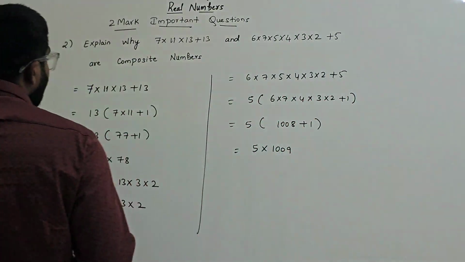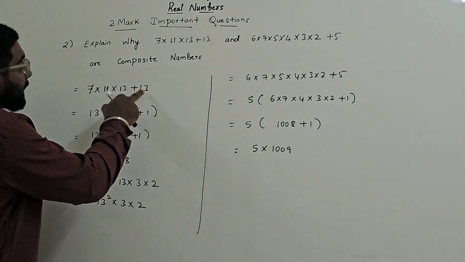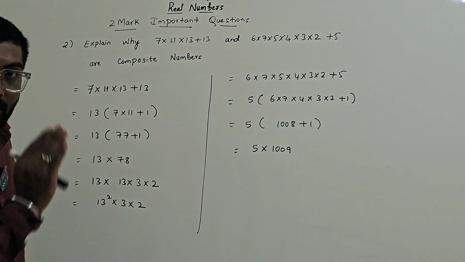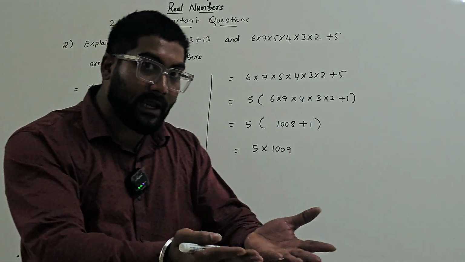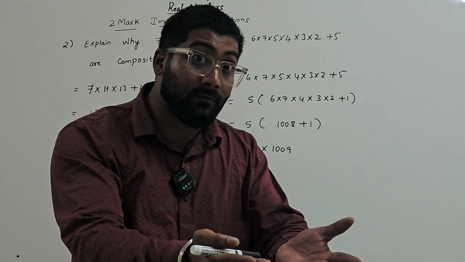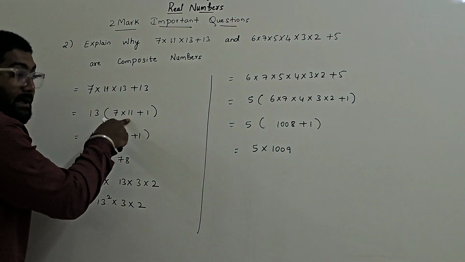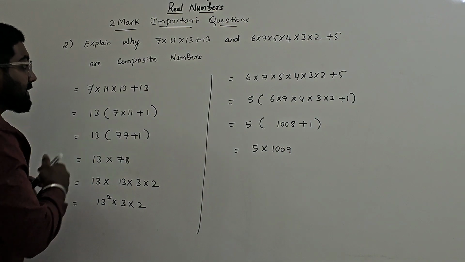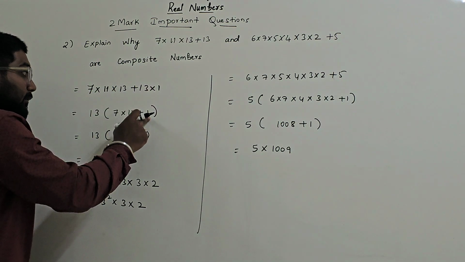Now you see, students, here 7 into 11 into 13 plus 13. You already know the board mass rule. 13 and 13 is common. Take it outside, and when you are taking this 13 outside, the number will always be outside itself. It never comes inside. So 13 came outside, here the 13 is missing. This is nothing but 13 into 1. When 13 comes outside, the remaining value is 1.